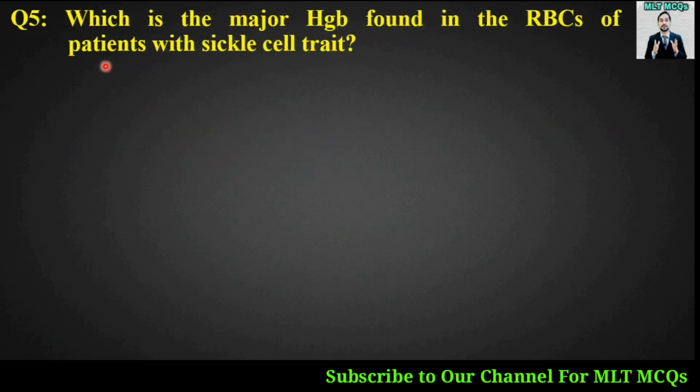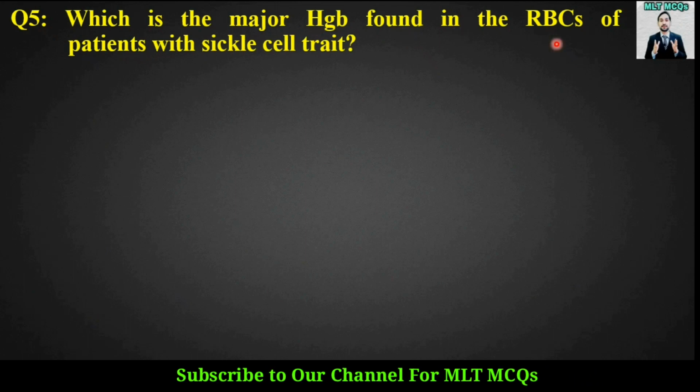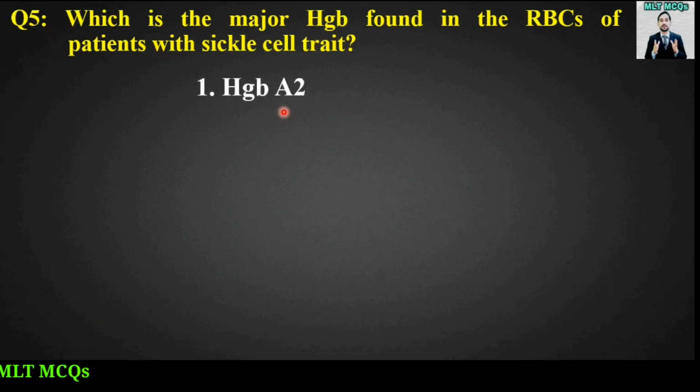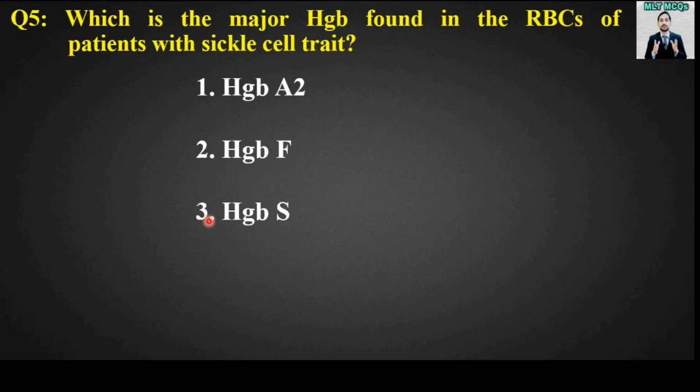MCQ number 5 is, which is the major hemoglobin found in the RBCs of patients with sickle cell trait? Options are hemoglobin A2, hemoglobin F, hemoglobin S, or hemoglobin A. The right answer for this MCQ is option number 4, hemoglobin A.